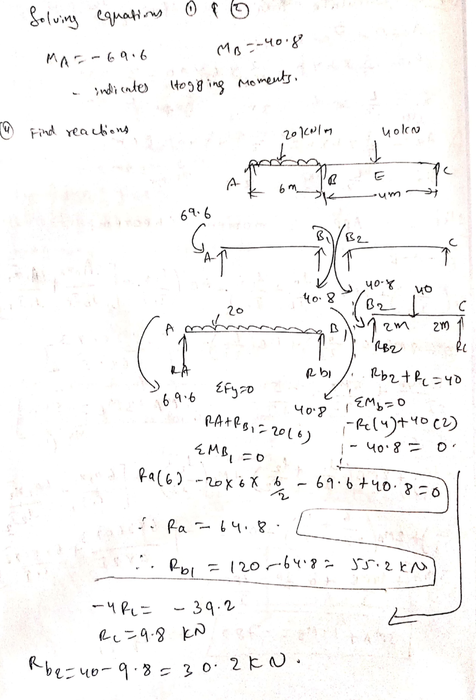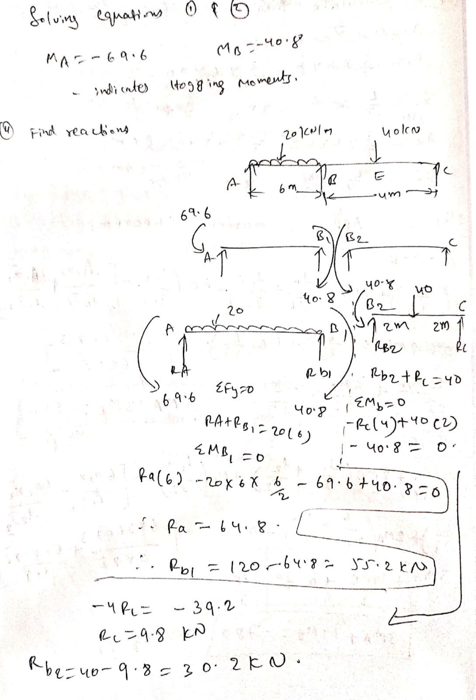For AB1, show the moments and reactions. Okay, reactions will be RA at A, and at B1 it will be RB1. And moment at A we have already found, minus 69.6, so 69.6 anti-clockwise, so minus. And at B you should indicate like this, B1 clockwise, and B2 again anti-clockwise. Okay, now we need to apply the loads also, and RA, RB.